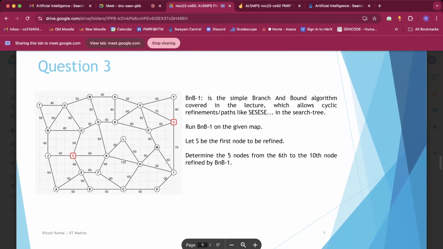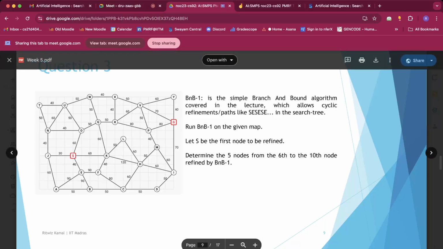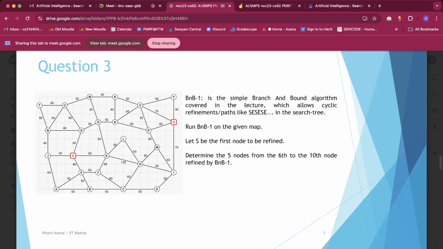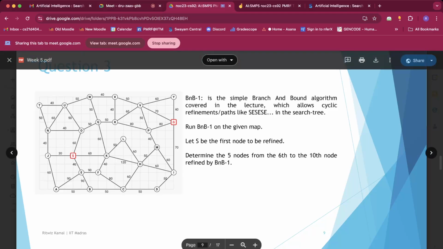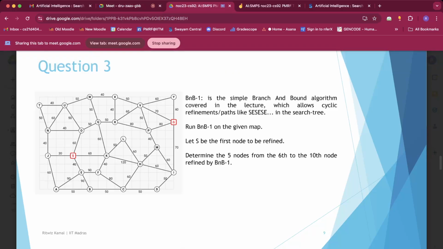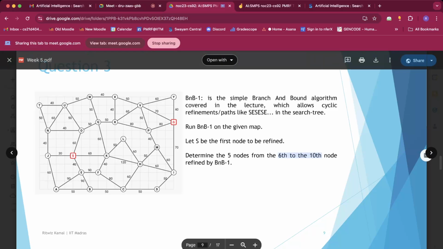First we have to use the BNB1 or simple branch and bound algorithm, and in this variant of branch and bound we allow cyclic refinements. That is, once you start from a given node, you are allowed to revisit that node later on in your search tree. Try to solve this using BNB1, and we have to report the 5 nodes, from the 6th to the 10th nodes, that were refined or explored by this version of the method.